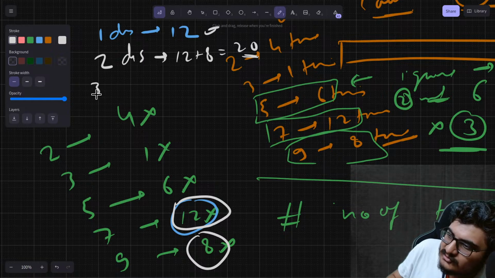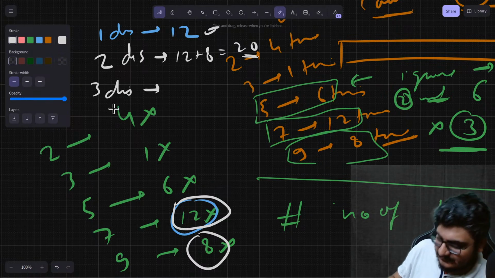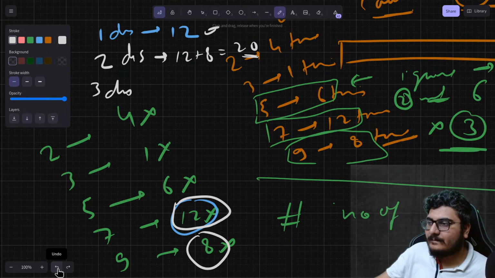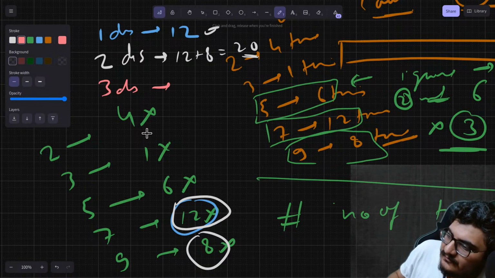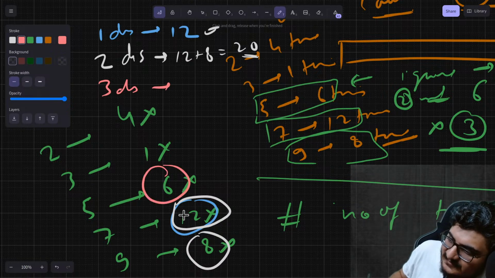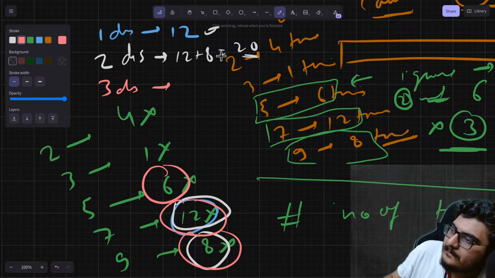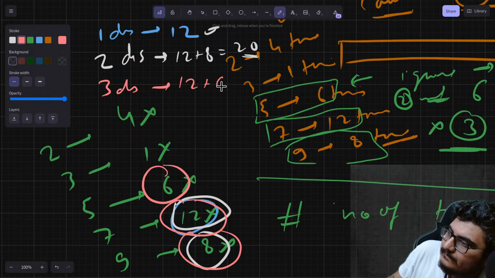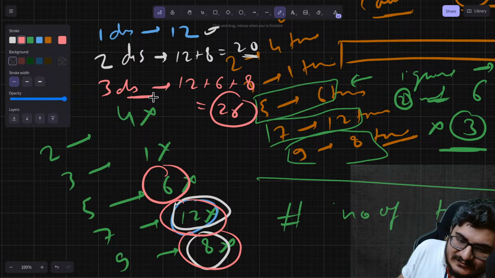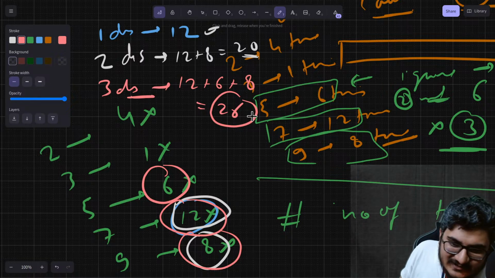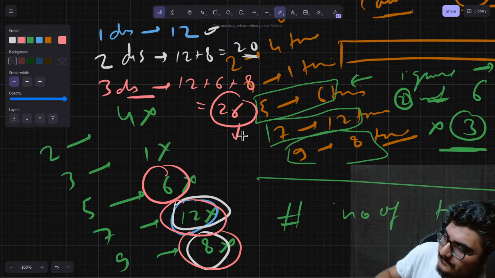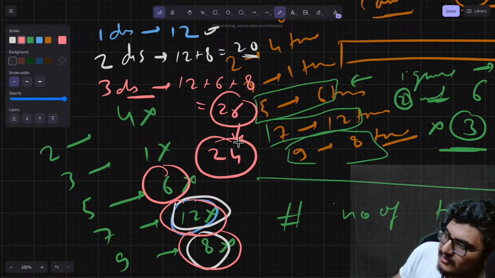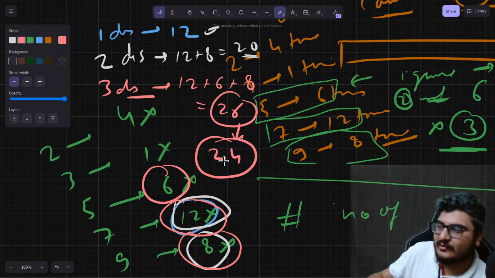Now let's see if I want to choose 3 distinct elements. The maximum length would be when I choose the numbers which appear the largest number of times: 6, 12 and 8, which in this case is 26, and 26 is not divisible by 3. So we find the largest multiple of 3 less than 26, which would be 24 here. So now I will do answer equals max of answer, 24.